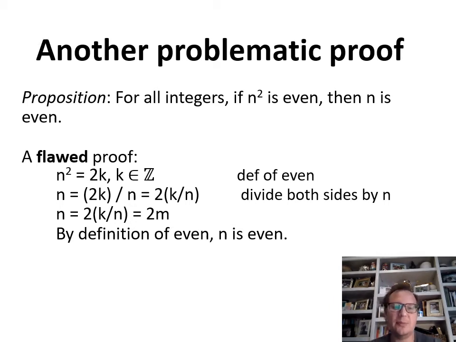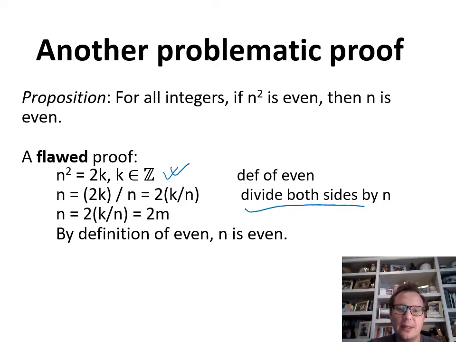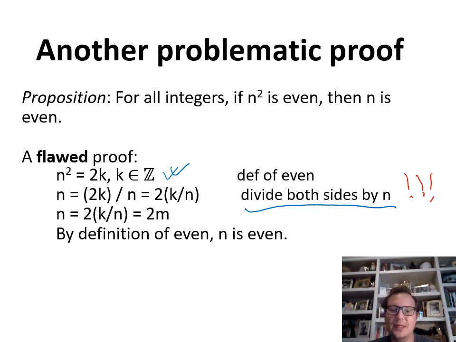So let's follow the steps of the proof and see if we can see where the mistake is happening. We start by specifying that n squared is even, which we have in our hypothesis, by following the definition of even. So that looks all fine. In the next steps, the author of this proof divided both sides by n. And this should raise a red flag right away. So what is the problem here of dividing both sides by n?